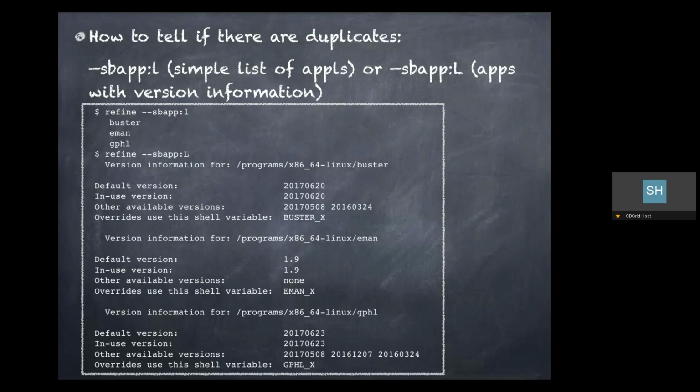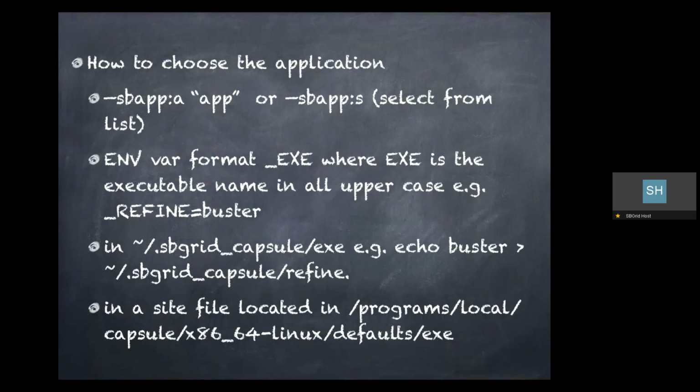So how do you choose which application? Now you know you have a duplicate and you want to choose an application. One of the things you can do is use SPAppD and give it the app name, and that will automatically use that application. Or you can do an SPAppS, which will print out a list, and then it'll ask you to select from the list, and then it will work for that application.